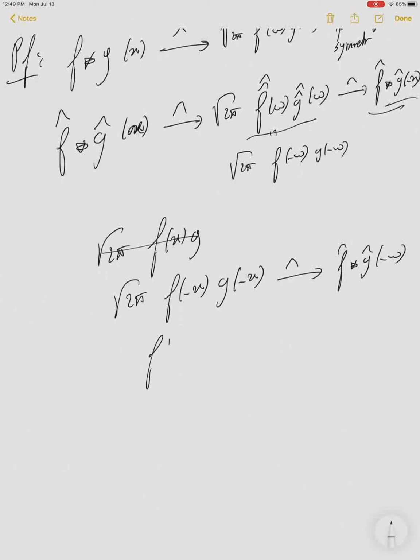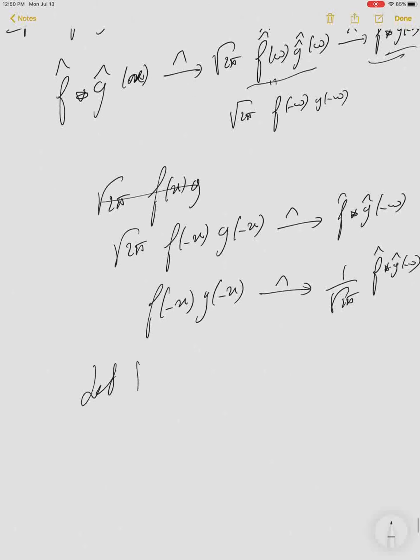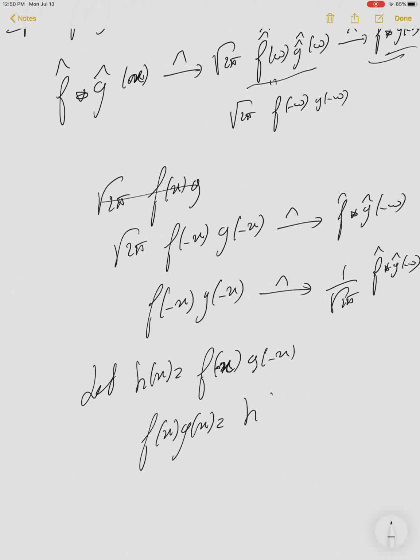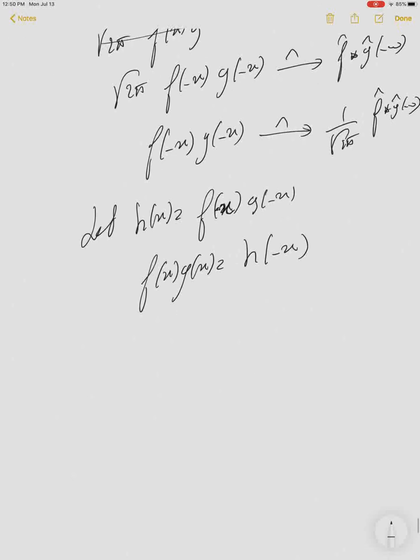So if this was my physical space, this is my frequency space. Okay? So f of minus x g of minus x hat is 1 over square root of 2 pi f hat convolve with g hat at minus omega. Now let h of x equal f of minus x times g of minus x. Then f of x g of x is equal to h of minus x.